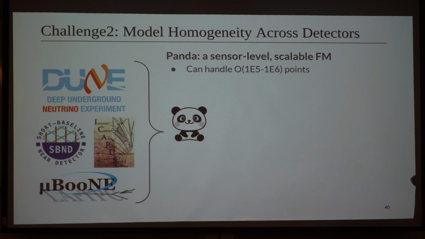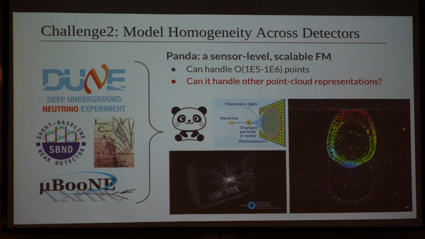Okay, challenge number 2. Can we have a single model that analyzes different kinds of detectors? In particular, a Cherenkov detector, because my very close friend works on these things and they want to resolve something, as well as a silicon tracker with magnetic field.